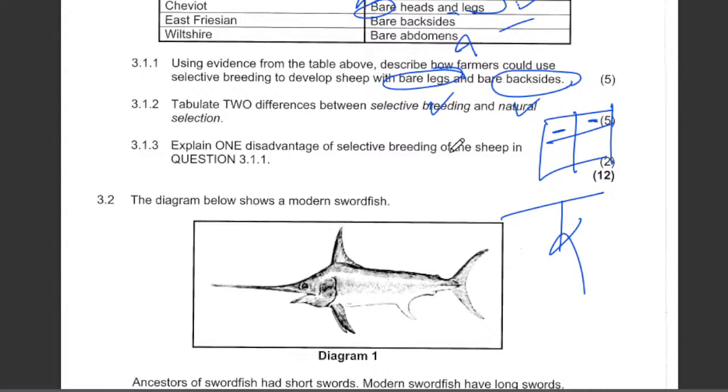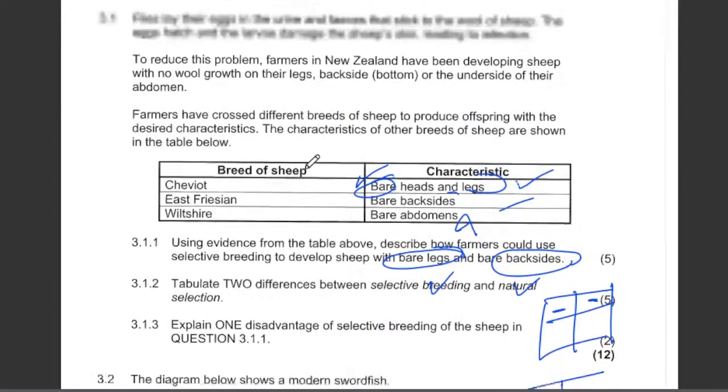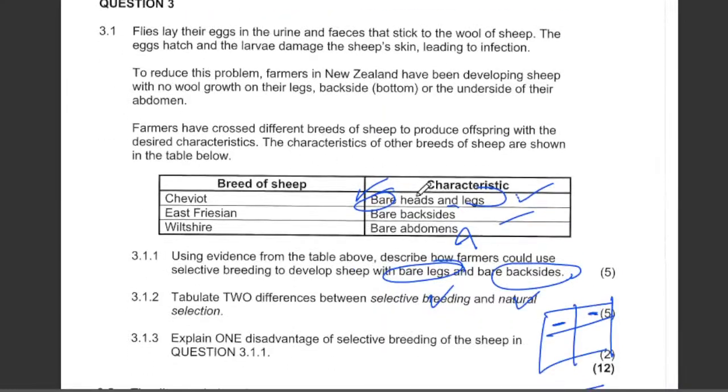Explain one disadvantage of selective breeding of sheep in this question above. Basically, when you do selective breeding, this sheep might lose important characteristics which might help it to be able to survive in the wild.